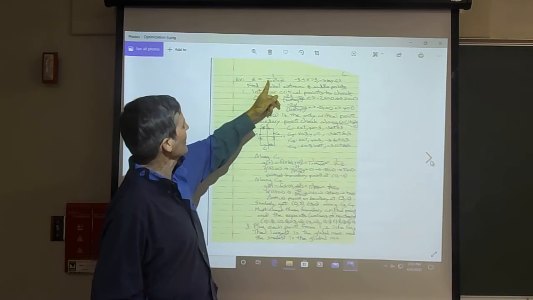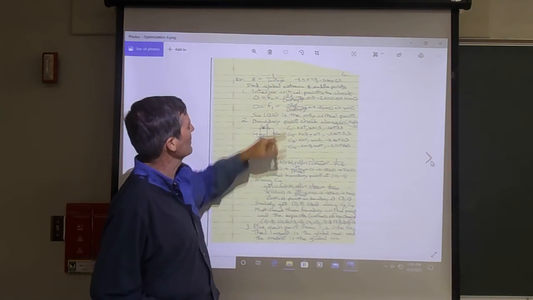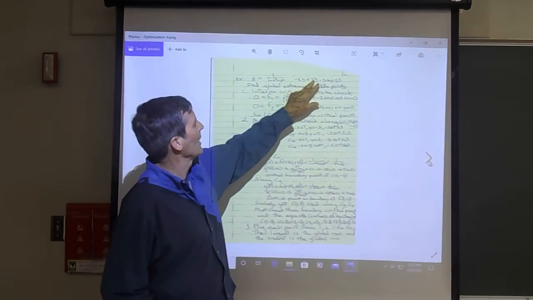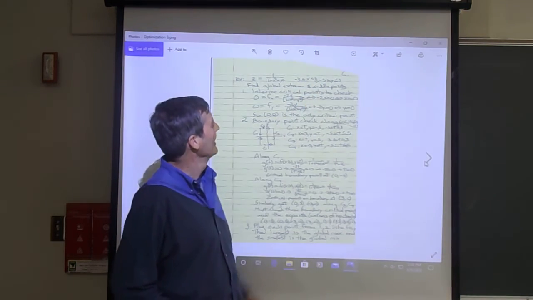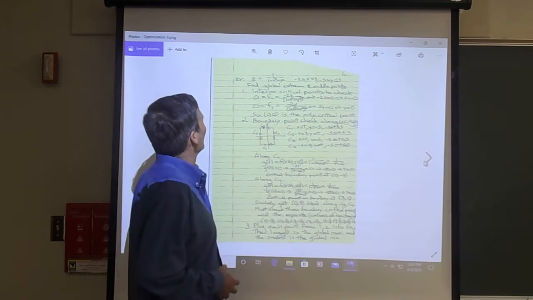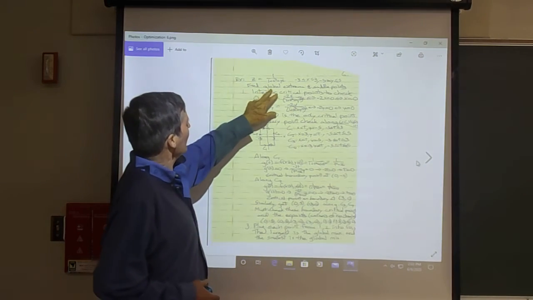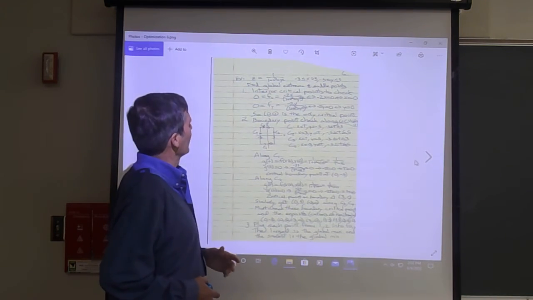So here's the function, 1 over 1 plus x squared plus y squared, over the square, minus 3 to 3 for x, minus 5 to 5, I'm sorry, rectangle, minus 5 to 5 for y. Find the global extrema and any saddle point.